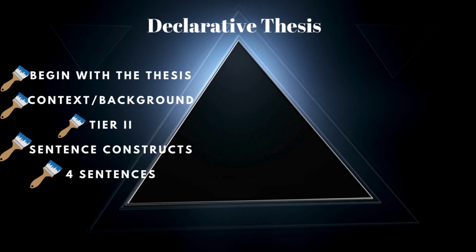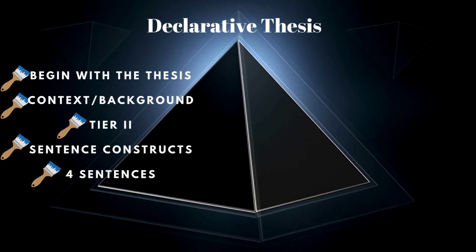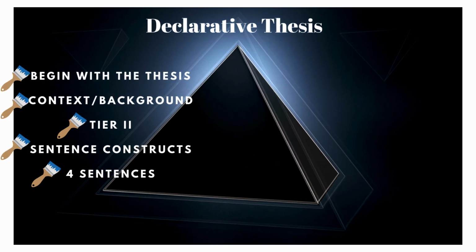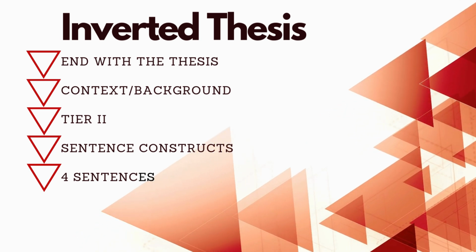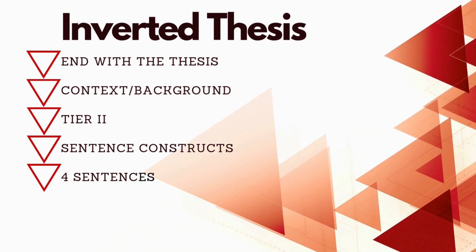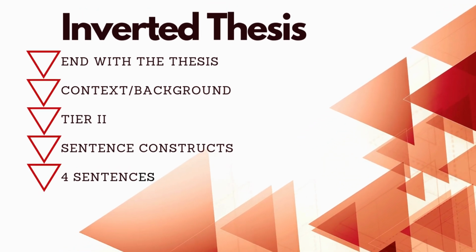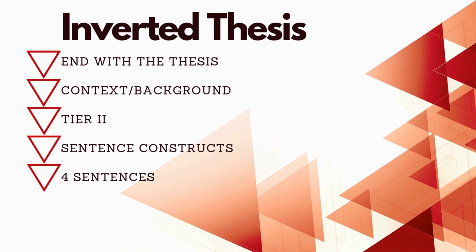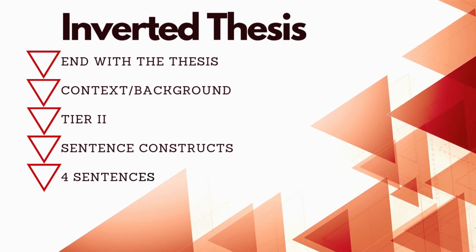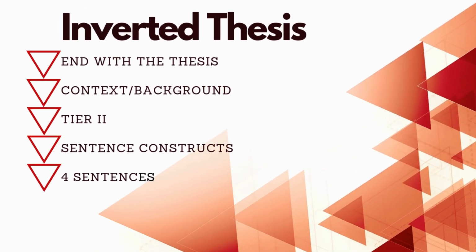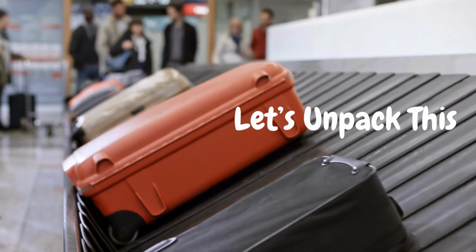So it's simple math. 4 paragraphs for the essay, 4 sentences for the introduction. We can flip that declarative and call it inverted. And all we do in that case is we start with the GPS, the compass, the roadmap, the context, the background, the seeds of the line of reasoning, and we end with the thesis. So the 4th sentence is going to announce who the GOAT is. The rest of it stays static. You still got to have some tier 2 in there. You got to cook the sentence constructs. That might be a little nebulous, a little pie in the sky.